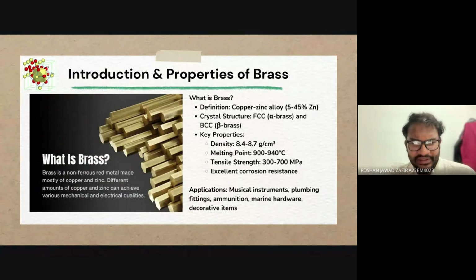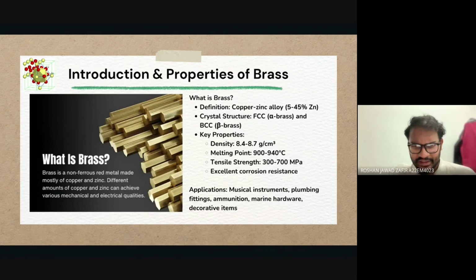And you might ask, what's brass? As I just said, it's a copper zinc alloy. It's a non ferrous red metal made mostly of copper and zinc, and different amounts of copper and zinc can achieve various mechanical or electrical qualities that engineers want to achieve while they are working with brass. And when talking of the structure, brass has a crystal structure which is FCC, and that applies for alpha brass, and BCC, which applies for beta brass.